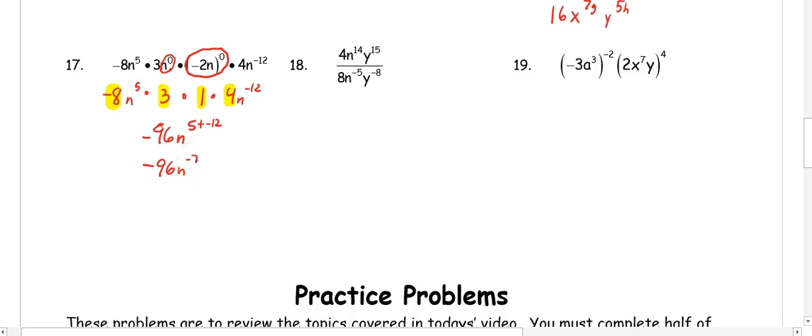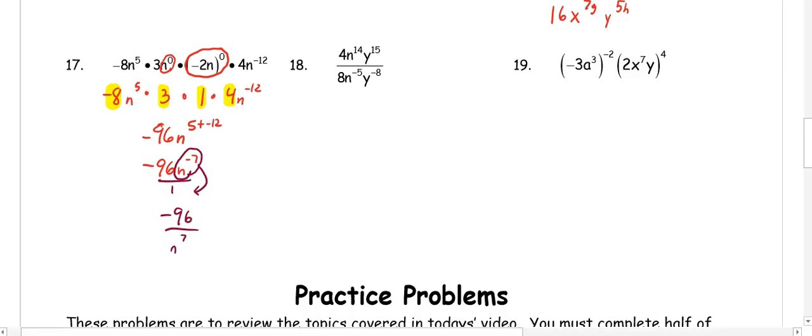Remember that we're not allowed to have negative exponents, so the negative 7 with the n needs to move to the denominator. Negative 96 doesn't move because we can have negative numbers, just not negative exponents. We're going to have negative 96 over n to the 7th.